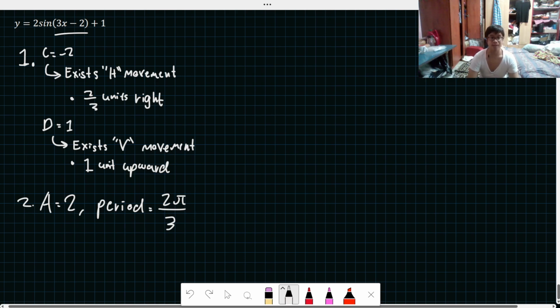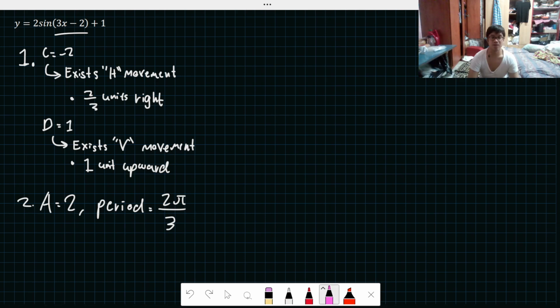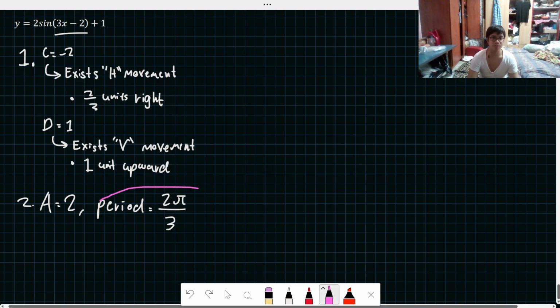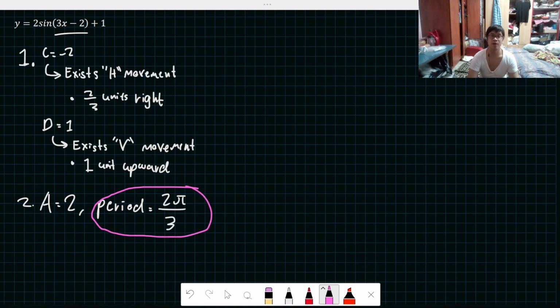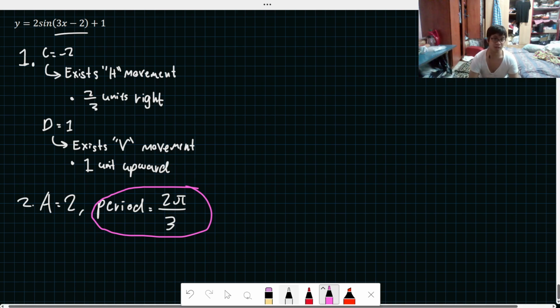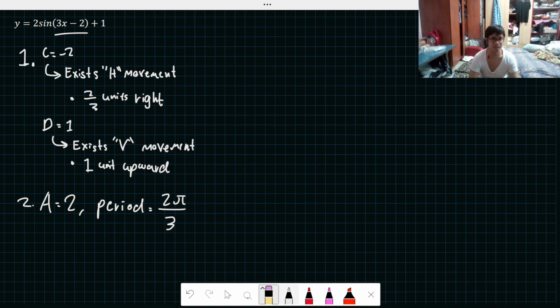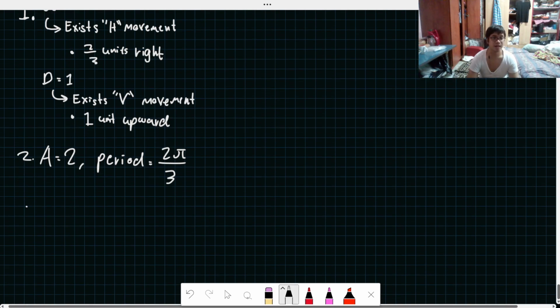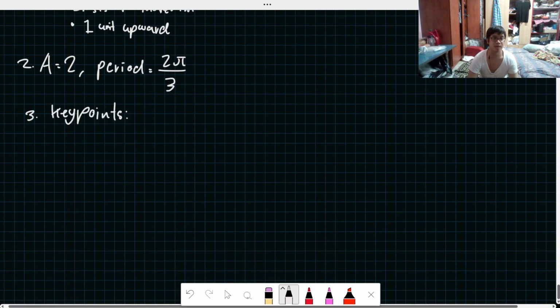Now just to give you a short information, what does it mean that your period is 2 pi all over 3? It means that in one cycle, the total horizontal distance is 2 pi all over 3. We will see it later. Next, your third step is to find the key points. Let's start first with your x.